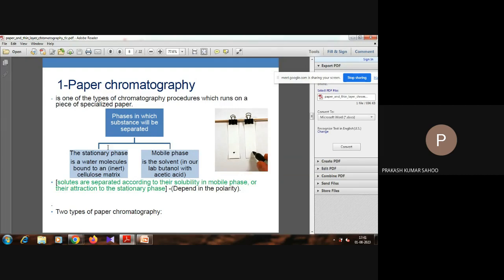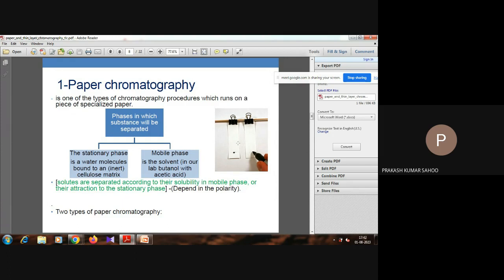In this slide we have paper chromatography, where this paper is the stationary phase, and at the bottom we will put one line here. Then we will put our sample with a micropipette or a capillary tube. We have to put the sample 3 to 4 times, that is 3 to 4 drops, and after every drop we have to dry it with a hair dryer or in a normal environment.